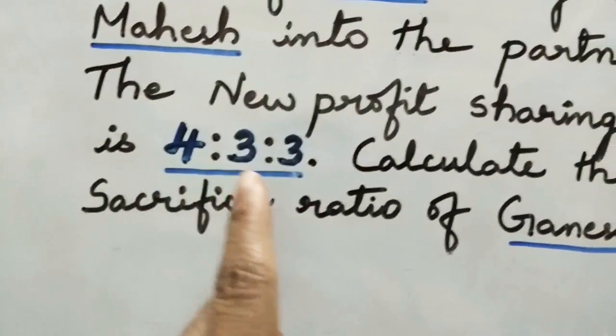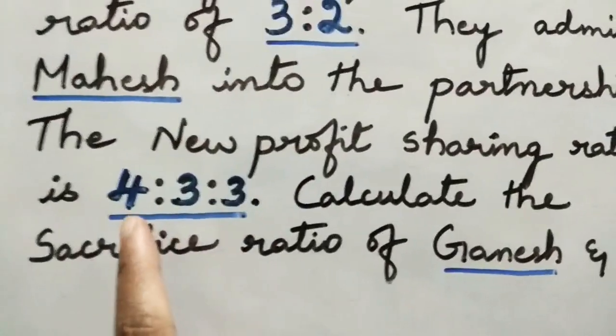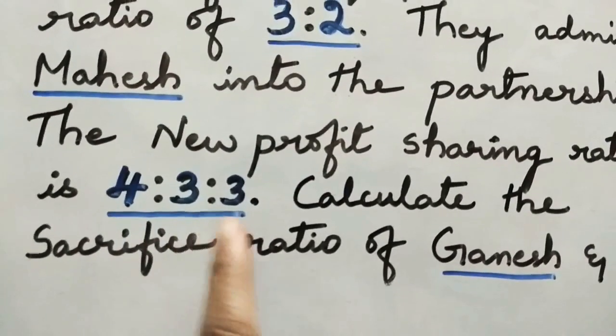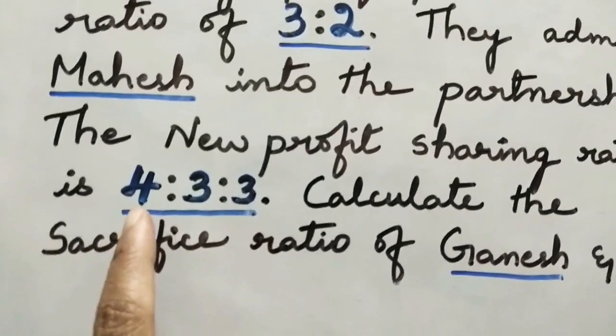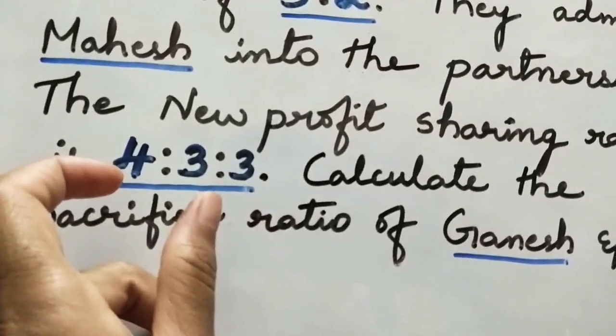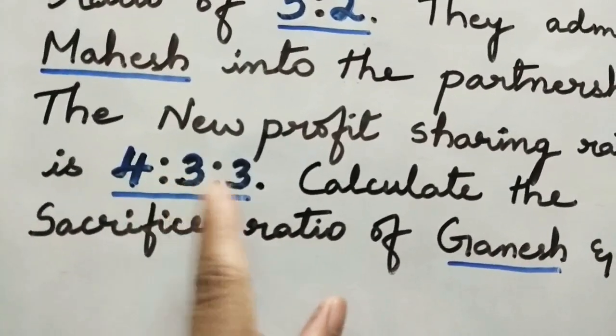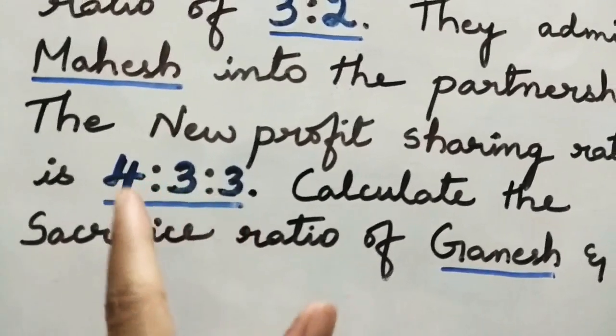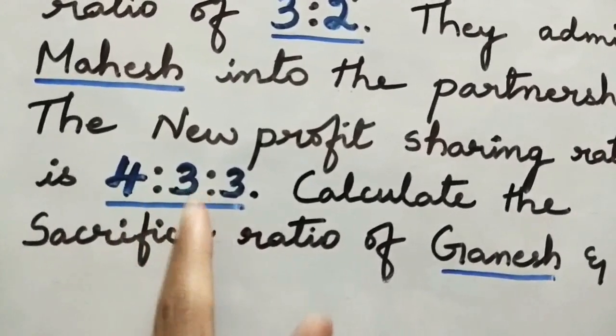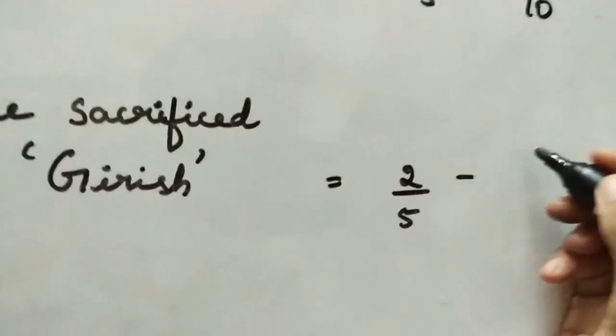What is the new share? New share of the partner. I've given 4:3:3. We have to take it in the order as per the partners. First is for Ganesh, second is for Girish, and third is for Mahesh. So concentrating on the first two partners, 4:3. But the total we have to take all together: 4 plus 3 plus 3 is 10. So we are going to take 4/10 and 3/10 for the old partners. Ganesh is 4/10 and Girish is 3/10.